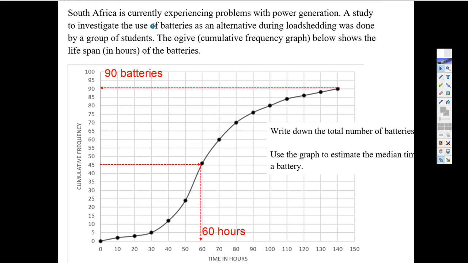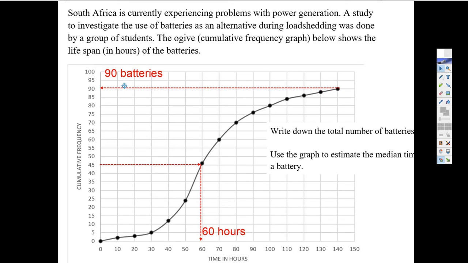A study to investigate the use of batteries as an alternative during load shedding was done by a group of students. The Ogive cumulative frequency below shows the lifespan of batteries. This is how many hours the batteries last, and this is the cumulative frequency. It's adding up all the batteries in the study, so the very top is telling you the answer to the first question.